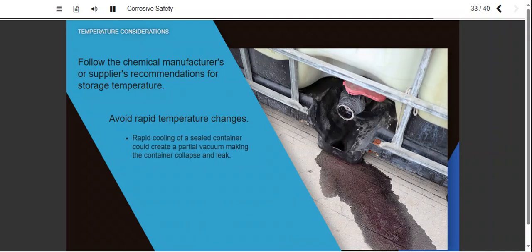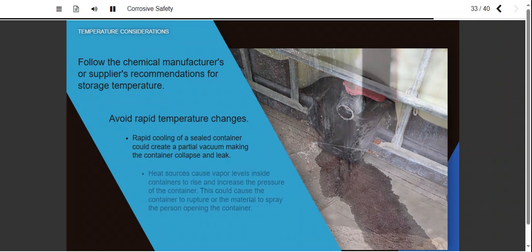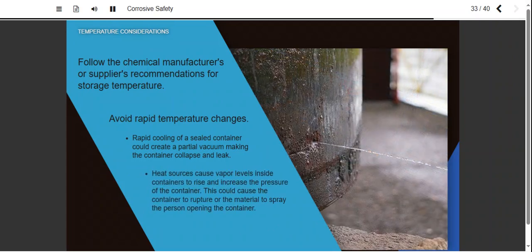If a tightly sealed corrosive liquid container is cooled suddenly, a partial vacuum could form, and in extreme cases, the container might collapse and leak. If a sealed container of a corrosive liquid is stored in direct sunlight or near other heat sources, vapor levels in the container can build up. This leads to an increase in pressure in the container. In severe cases, this could cause the container to rupture. A buildup of pressure might also result in the material spraying into the face of the person opening the container.